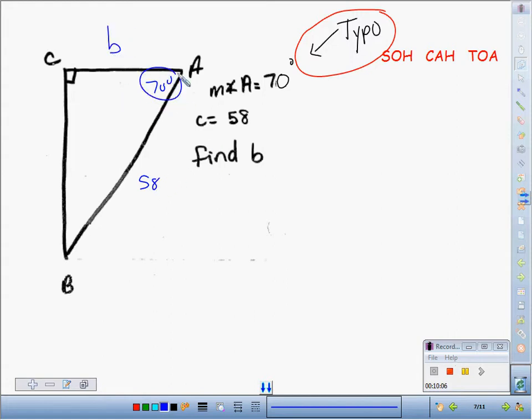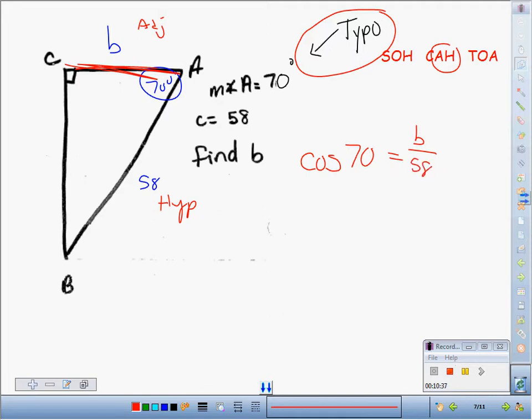So focus your attention around this, and let's figure out what B is: opposite, adjacent, or the hypotenuse. B is definitely not the hypotenuse, but isn't this B right here touching the 70-degree angle? So that is adjacent to it, and 58 is the hypotenuse. So adjacent and hypotenuse tells me that I want to use the cosine of the angle measure equals adjacent over hypotenuse.